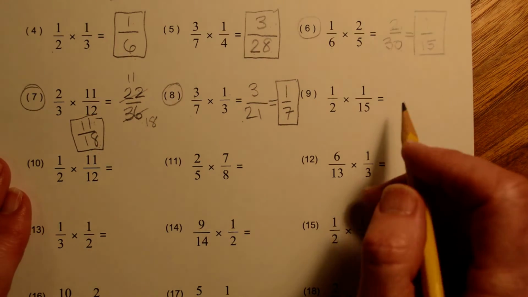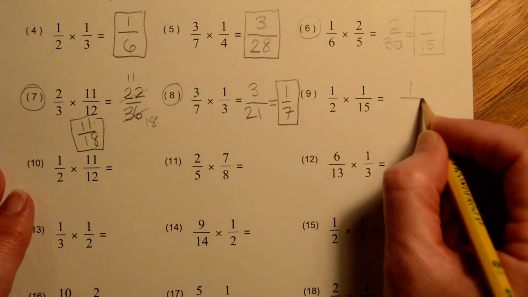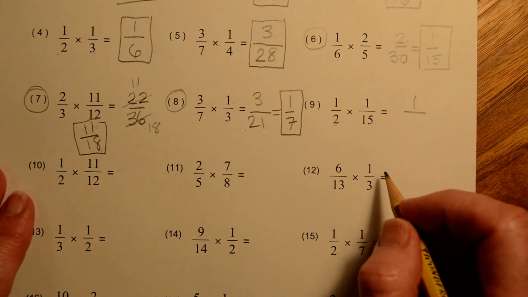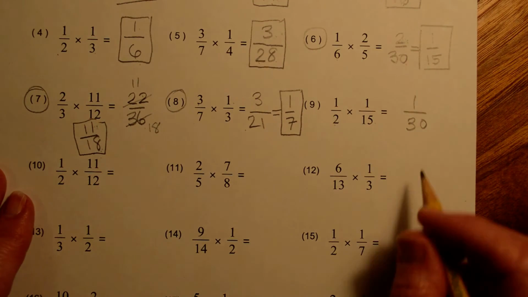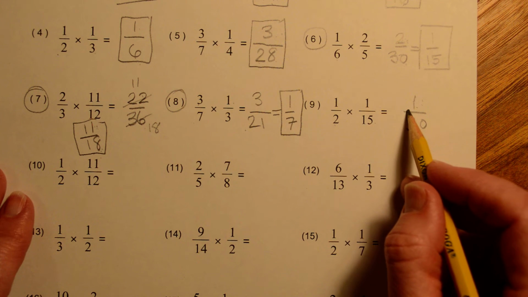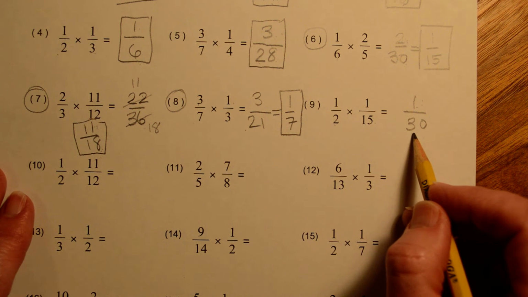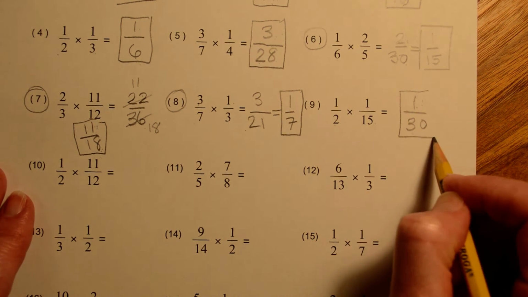Okay, number 9. 1 times 1 is 1. 2 times 15 should be 30. Again, this can't reduce because 1 doesn't have any factors other than 1, and 30 has a factor of 1, but it doesn't make 30 get any smaller, so that is it.